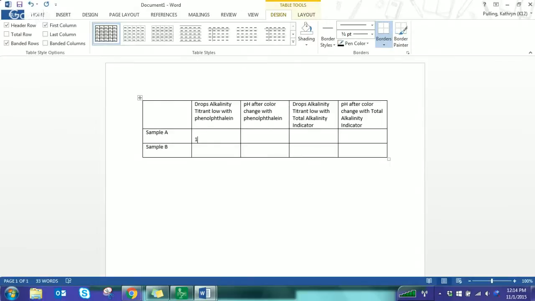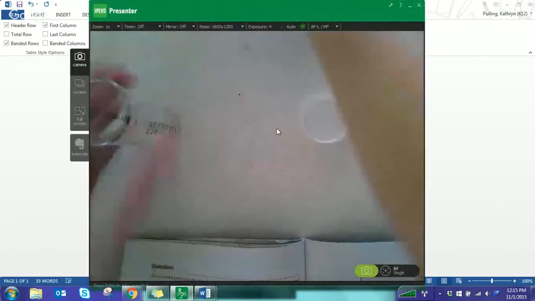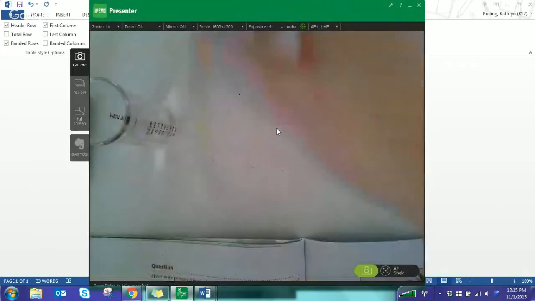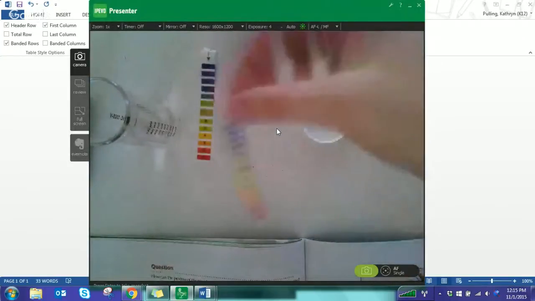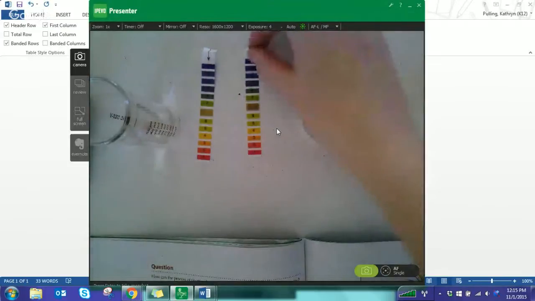So now we are on step 6. Add 3 drops of the total alkalinity indicator. Wipe up my solution here. So that's this guy. Oh, I'm sorry, I'm not even showing this to you. So if you look at my 2 strips, that's the new one. That's the old one. It's a little bit lighter, so I'd say it's probably less acidic.